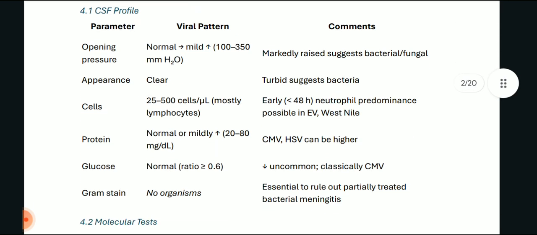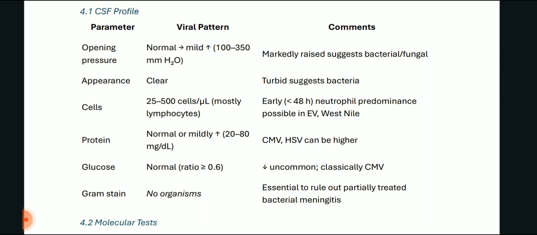What about the lab diagnosis? We have to do a CSF profile in which opening pressure is seen. In the viral pattern, the pressure is normal to mildly increased, can be 100 to 350 millimeters of water, and markedly raised suggests bacterial or fungal cases. Now, the appearance of CSF is clear; turbid suggests bacteria. Cells are 25 to 500 cells per microliter, mostly lymphocytes. Early, less than 48 hours, neutrophil predominance is there in EV and West Nile virus.